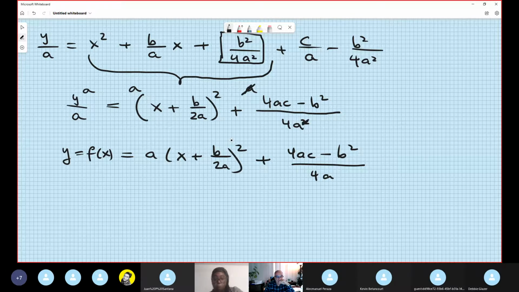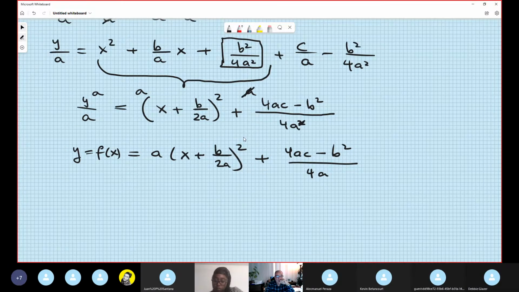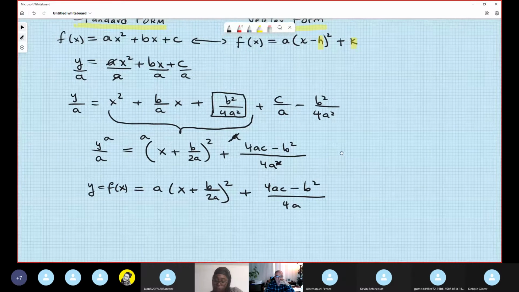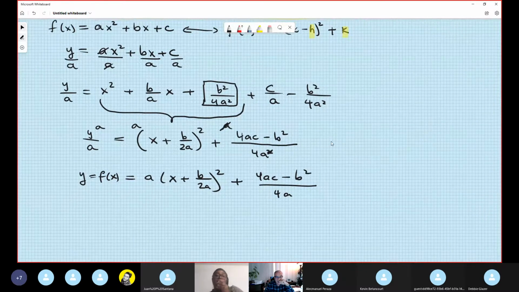Okay, so now I compare. Remember, I started with the standard. I manipulated it using complete the square. And I get one that is similar to the vertex form. Look at that. Let me copy the vertex form: a times x minus h, squared, plus k, equal to y or f of x, either way. So I conclude.